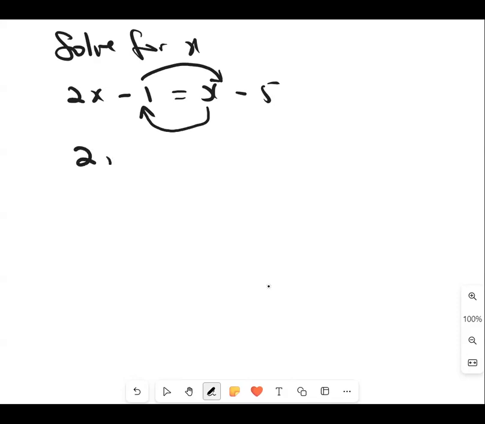So you'll get 2x. There's positive x here, so you're going to go over here minus x. This was minus 1 here, so when you bring it over, it's going to be positive 1. So you end up with 2x minus x is x. 1 minus 5 is minus 4.